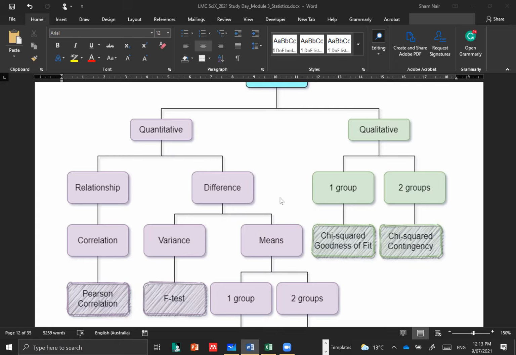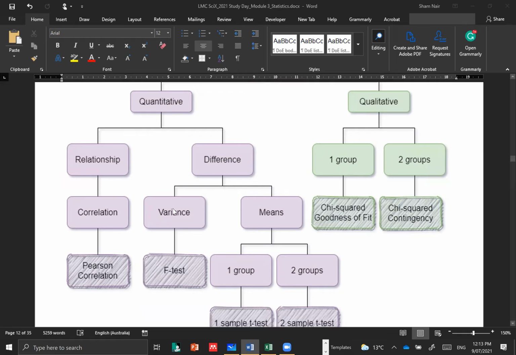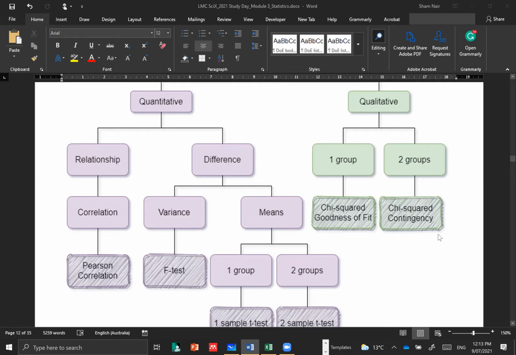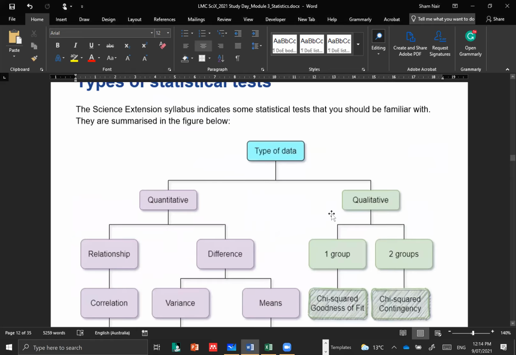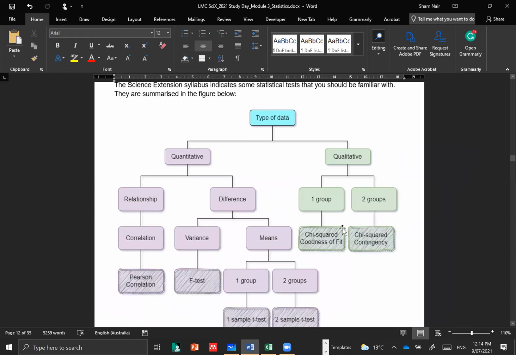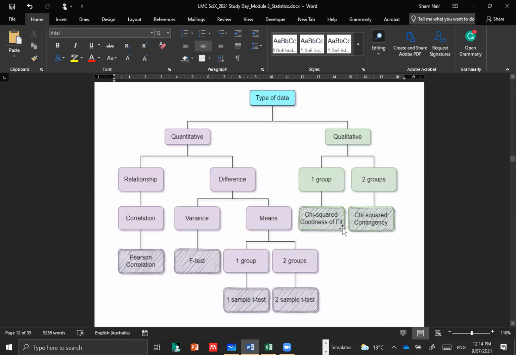With quantitative data, the other thing we can do is find the difference between the two data sets. If you use variance to measure the difference, then you would use the F test. If you're using the means, the average, then you would use the T test. So what this figure shows is an overview of the different types of statistical tests.